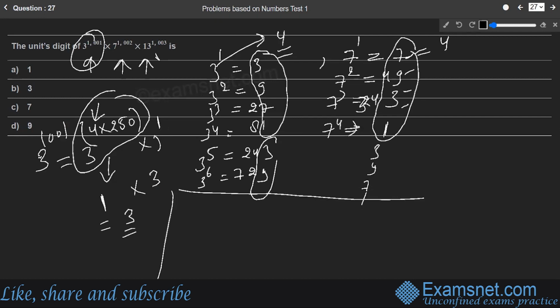Then let us use it for the next one, that is 7 to the power 1002. But 7 has a cyclicity of 4 as well. So we can again manipulate this number to look like 7 to the power 4 into 250, into 7 to the power 2.